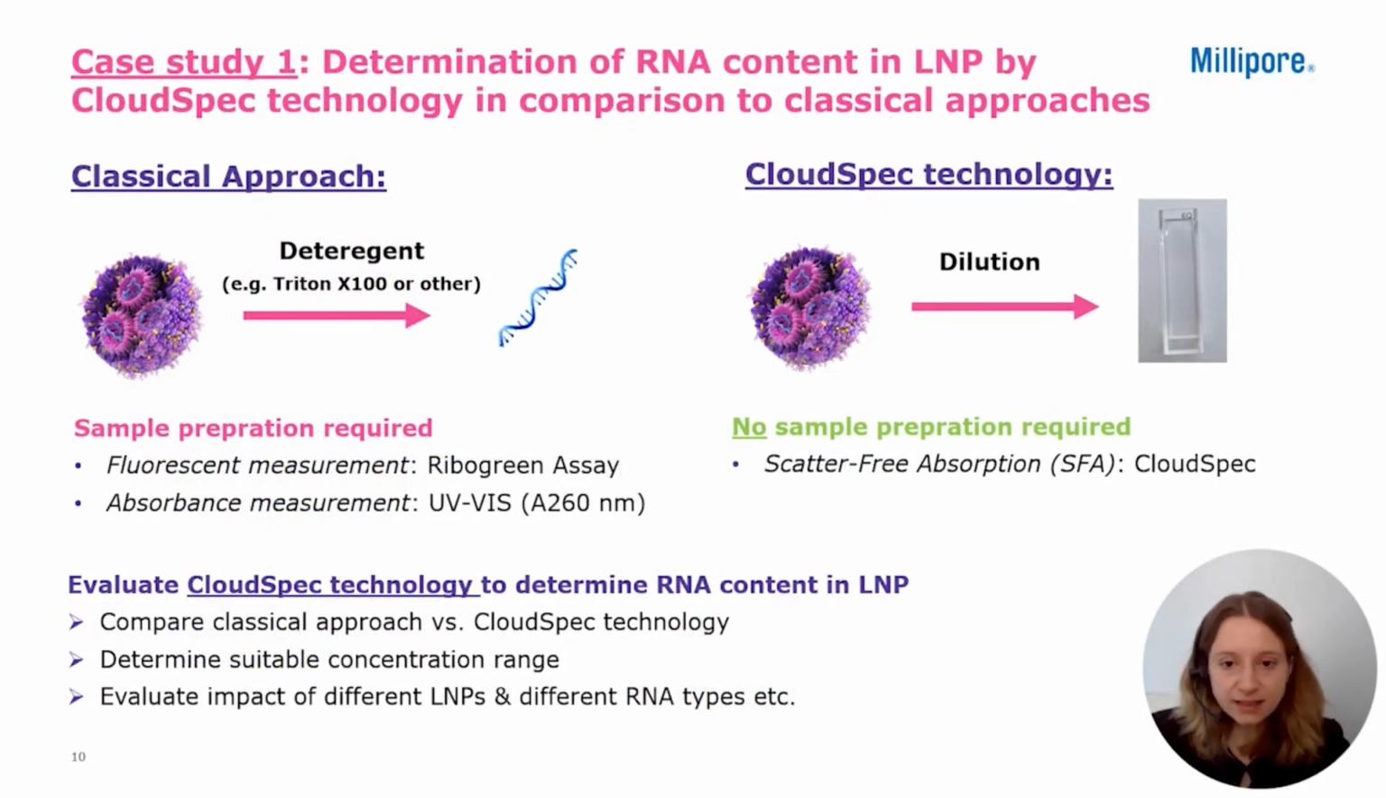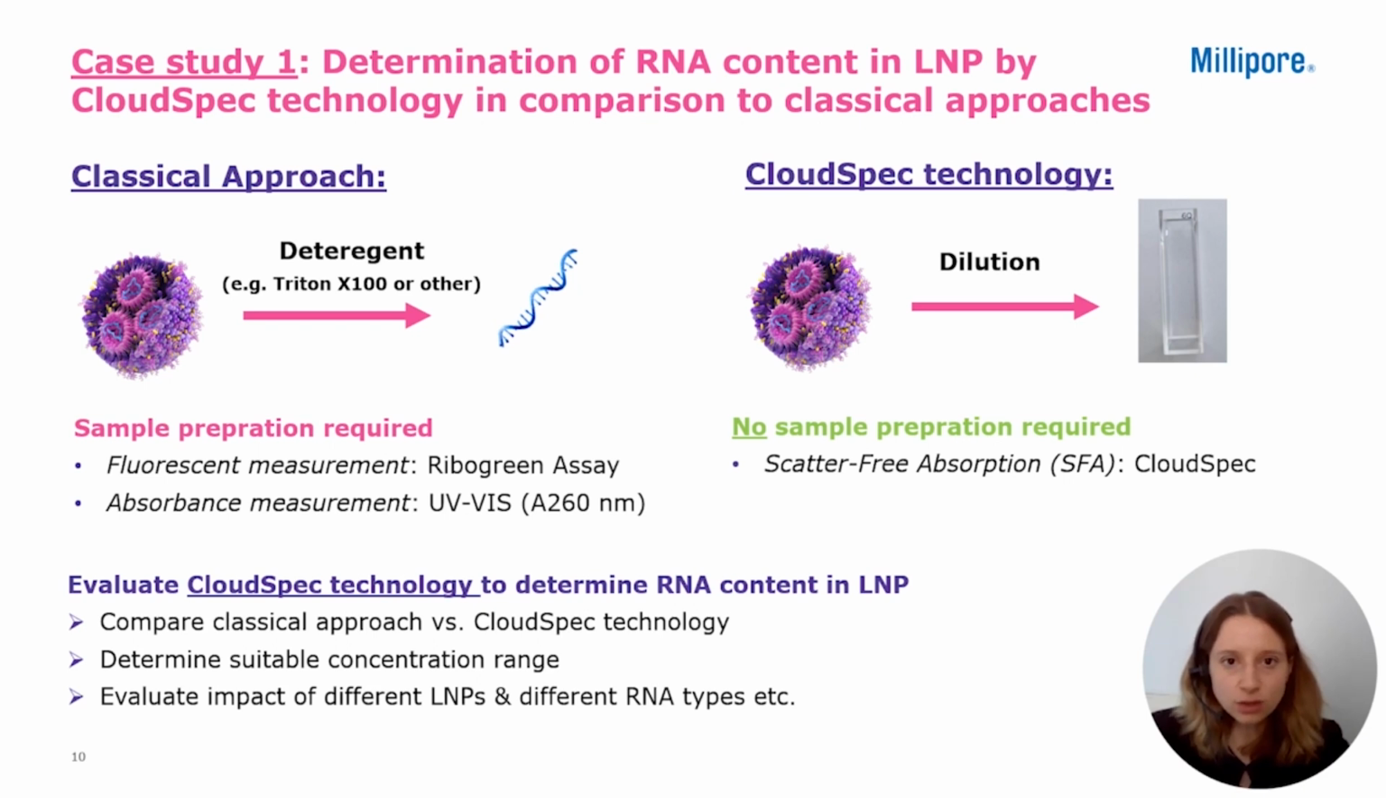And this is exactly what we wanted to test using the CloudSpec technology. Starting off with the first case study. The classical assays that are used for RNA content determination are the so-called ribogreen assay. Shown on the left side, for those classical approaches, you basically take the LNP, add a detergent to disrupt the LNP, and then the RNA is released.